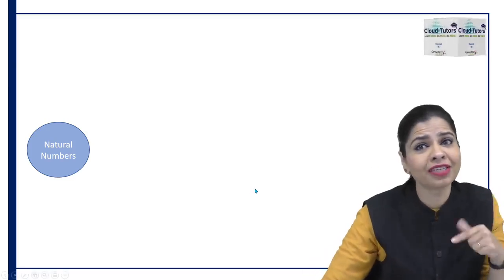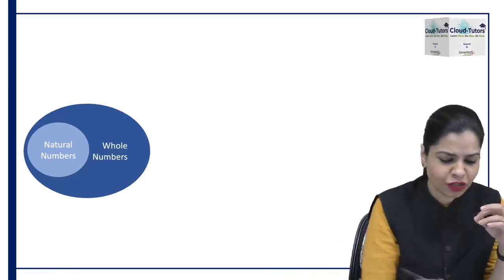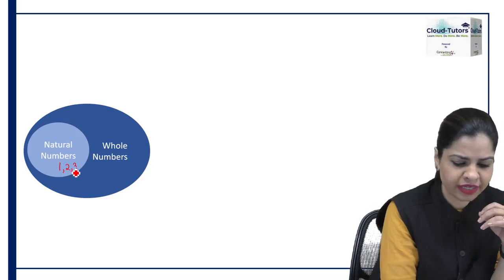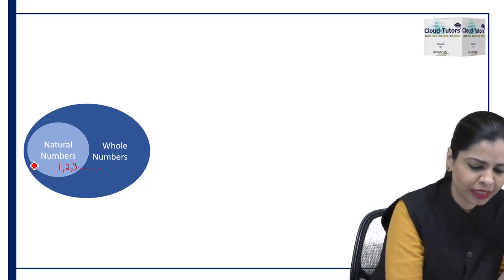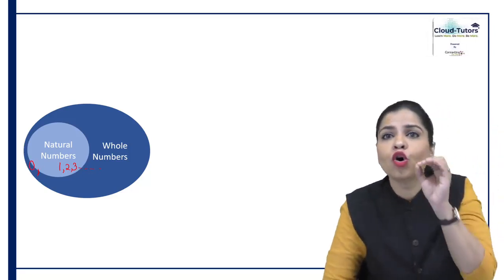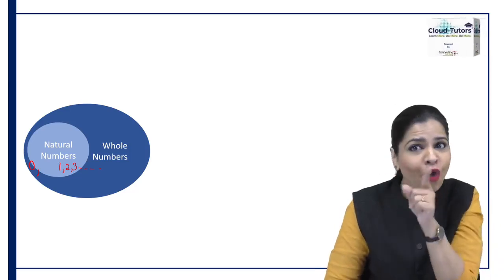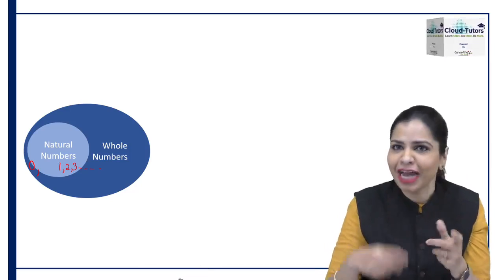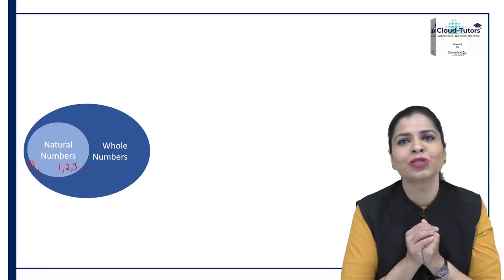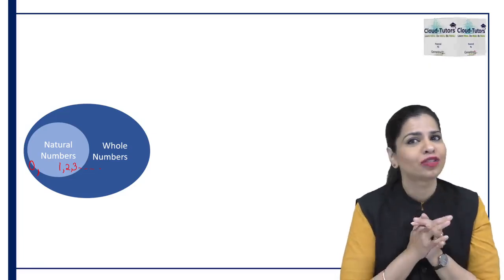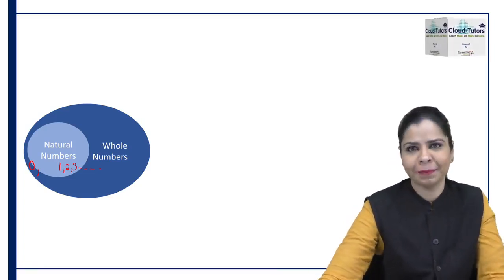Alright, so after natural numbers, what did we do? We added a 0 to this. So 1, 2, 3 and so on, and then we added 0, to include a whole. Remember, whole and hole are rhyming words. They do not actually have any relation, but it helps us remember that a hole looks like a 0, and 0 along with natural numbers becomes whole numbers.